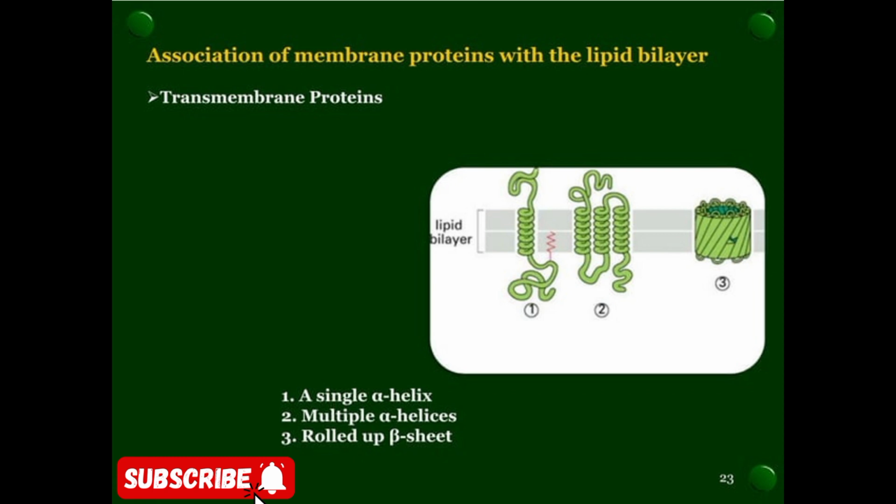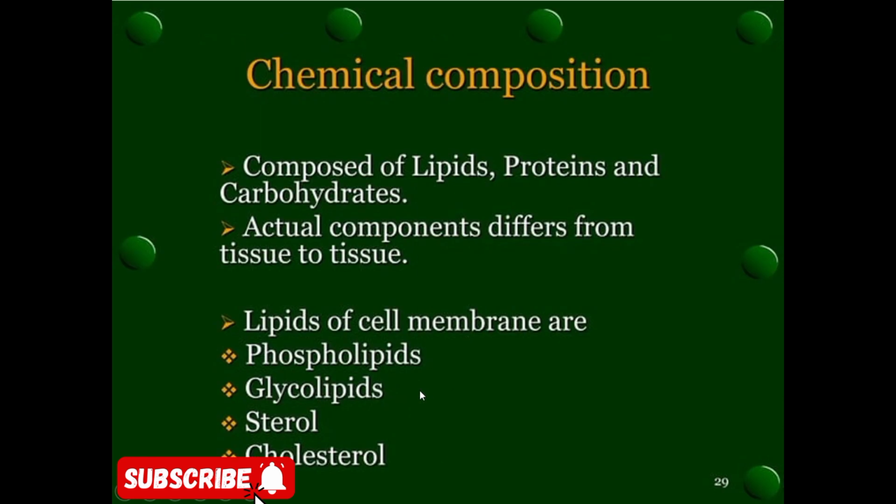These are the associations of various types of protein. A protein may be present in a single alpha helix or multiple alpha helices, and when a protein is present in a more complex form, it becomes rolled up and forms a beta sheet of the protein.